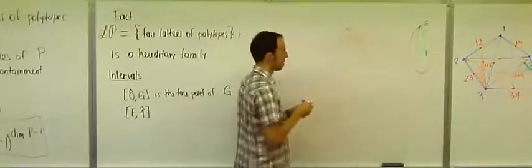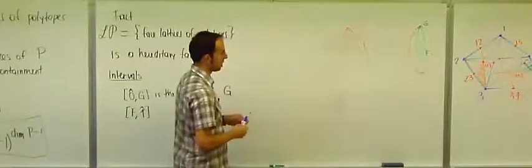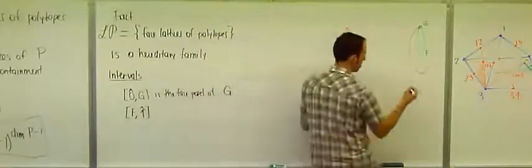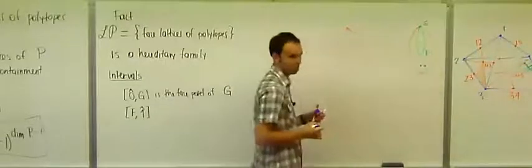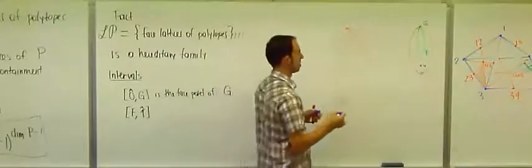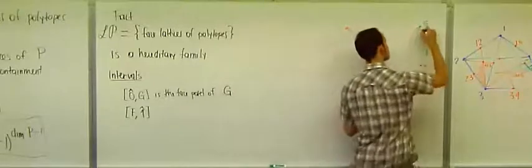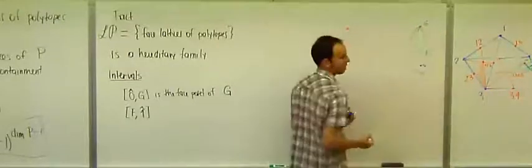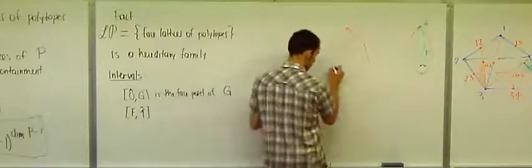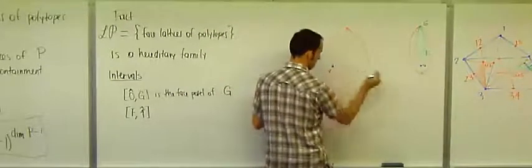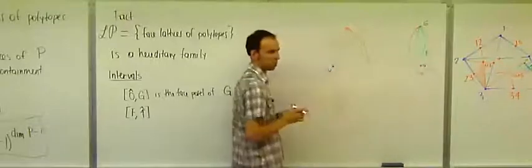Okay. And now I have F. Now, what happens if F is a vertex? Okay. Why is this blue thing a face poset? Let's look at it. So a vertex here is a vertex of this polytope.